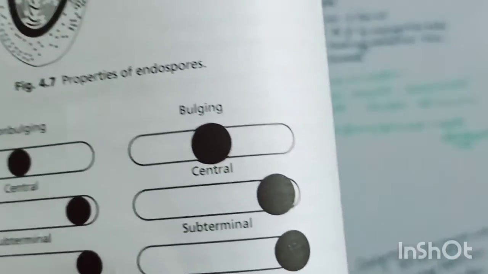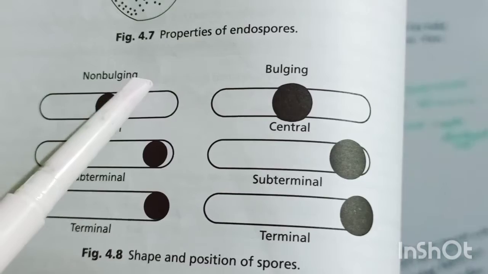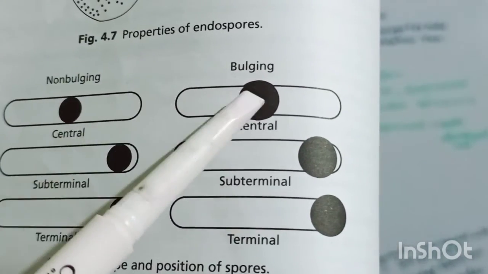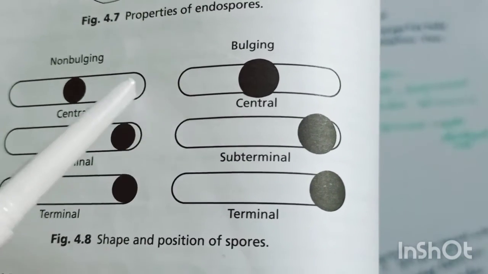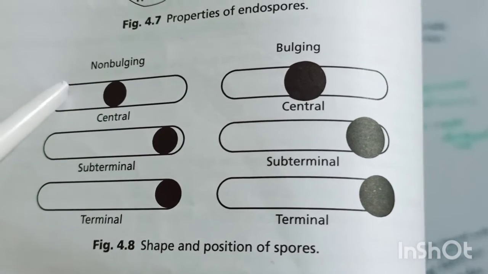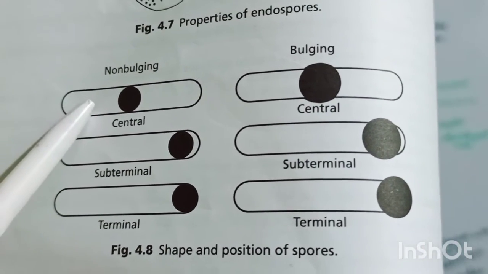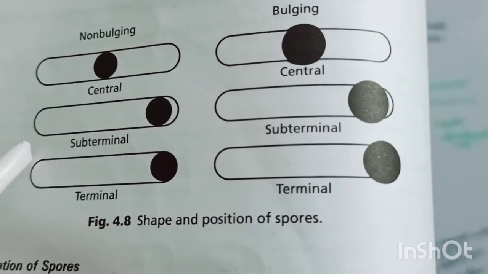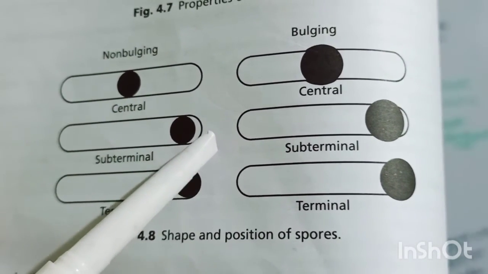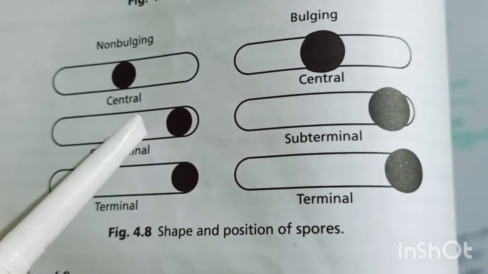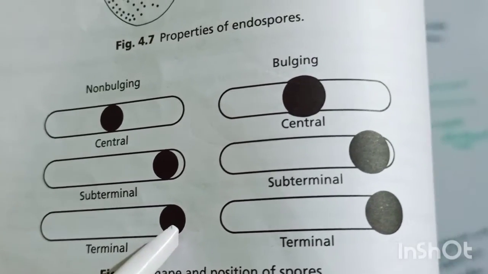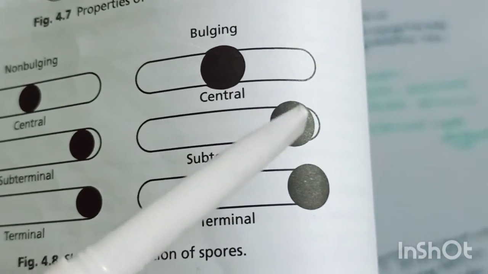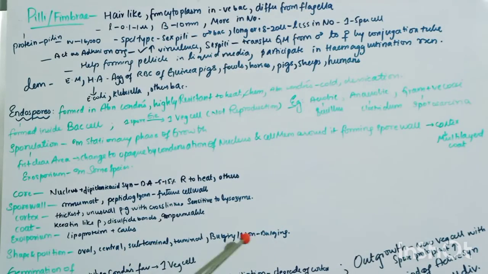Now about position. Spores are oval and may be central, and there are two types, non-bulging and bulging. Bulging spores come almost outside the bacterial wall. Non-bulging spores are just inside the wall. Non-bulging spores may be central, in the center, or subterminal, which is not completely terminal, just before the terminal. Some may be terminal spores, entirely at the terminal position. In bulging spores also they may be central, subterminal, or terminal. So spores may be oval, central, subterminal, or terminal, bulging or non-bulging.